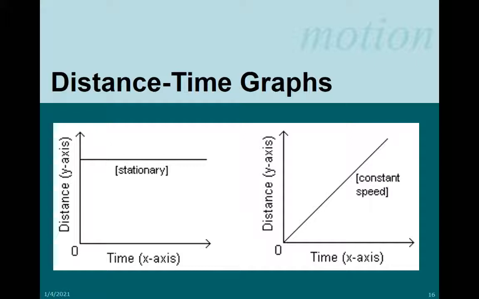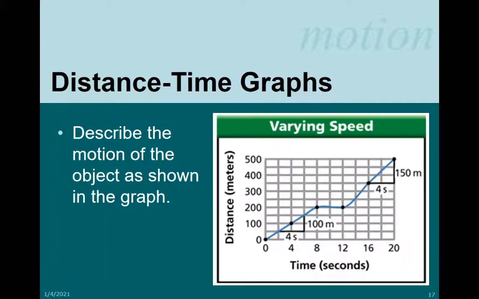On the right here, you can see that it's going up and to the right. This is going at a constant speed away from the point of origin. And so you can see the distance increases at a fixed amount over a fixed amount of time. And so we can go ahead and use those to understand a more complicated or real world type graph when we look at something like this.